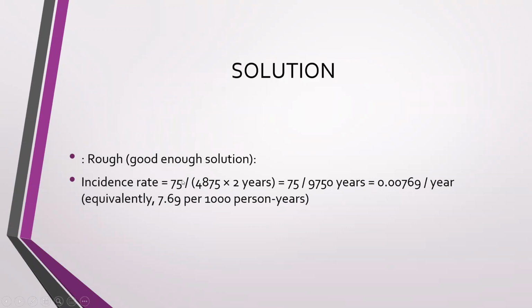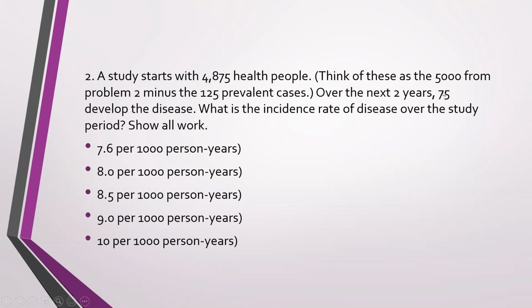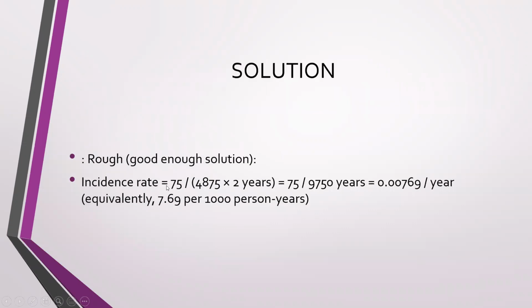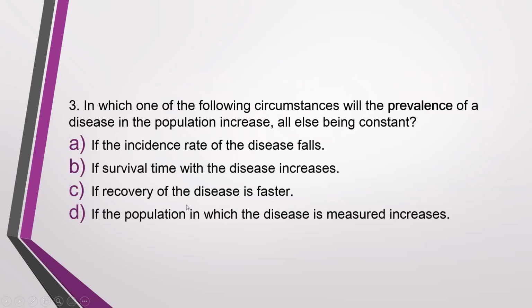Like 75 over this population in 2 years. Sorry, these were the cases. This will be the numerator. These are all the cases that have been exposed over the period of 2 years, and 75 developed the disease. So out of 75, 4875 into 2 years, then we get the answer of this, and in 1,000 population it's 7.69. I hope you get the concept.